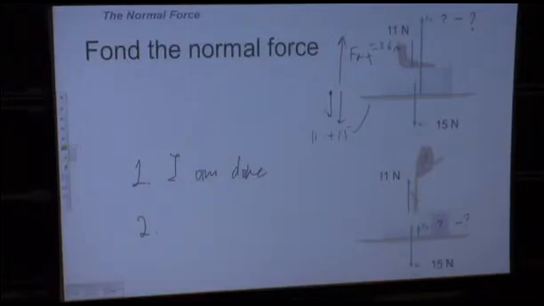Now here, well, again, it's in equilibrium, so forces must cancel each other out. And here we have two vertical forces, and the magnitude of these two vertical forces must be equal to the magnitude of this single vertical force pointing down. So what we have here is 11 plus normal force.